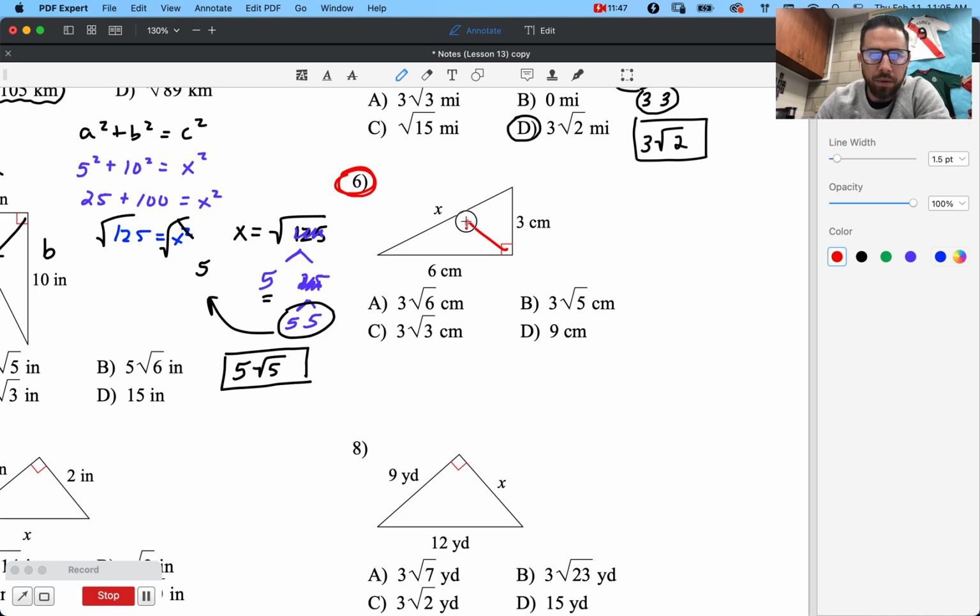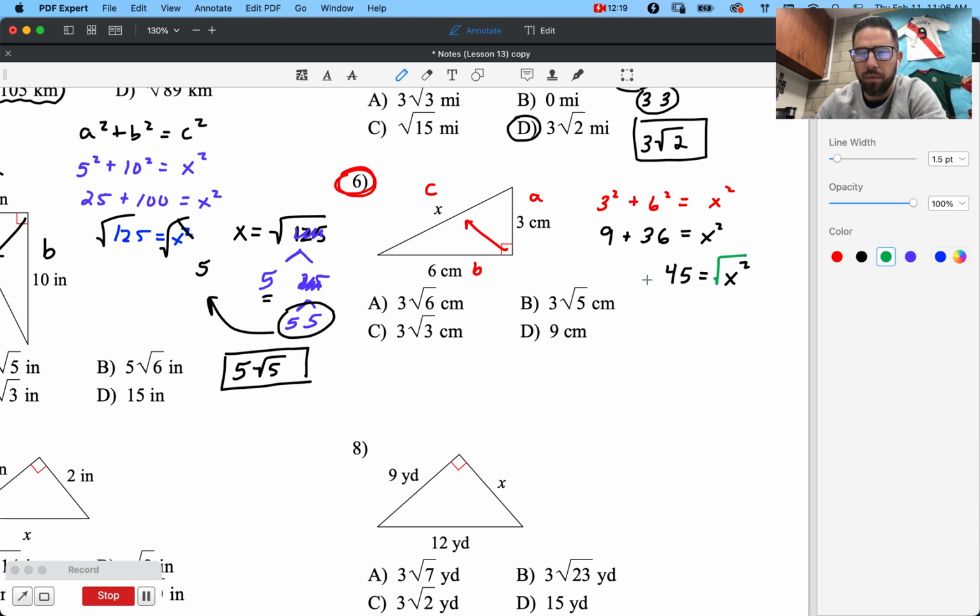All right, let's shoot across. Boom, boom, boom. That's our C, A, B. Let's plug it in. A squared plus B squared equals C squared. We'll call that X squared. Okay, 3 squared is 9 plus 6 squared is 36 equals X squared. I think we get 45 there equals X squared. Square root both sides. Gone. And X equals the square root of 45.